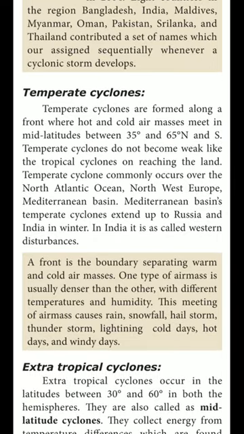A front is the boundary separating warm and cold air masses. One type of air mass is usually denser than the other, with a different temperature and humidity. This meeting of air masses causes rain. So what happens when the cold air and the hot air meet? Already we know that when warm and cold air masses meet, this cyclone also occurs, and not only cyclones. It causes rain, snowfall, hailstorm, thunderstorm, lightning, cold days, hot days and windy days.